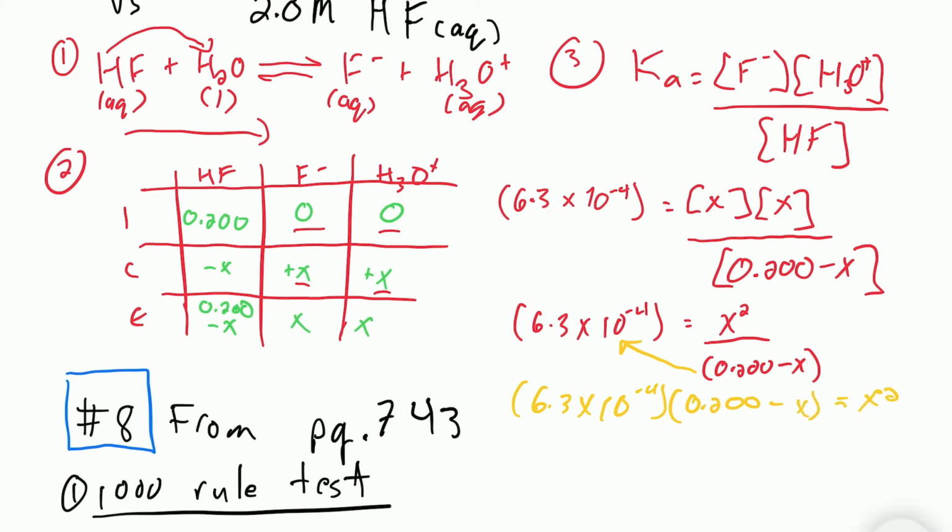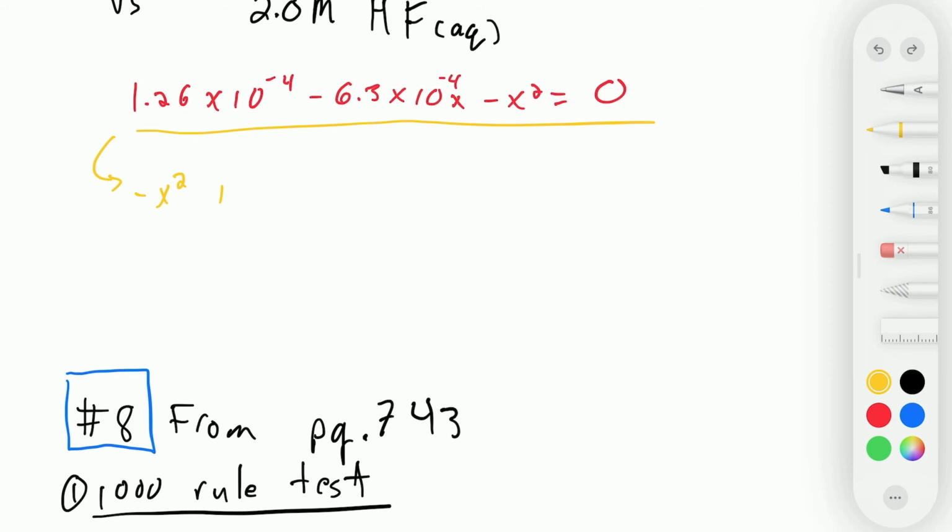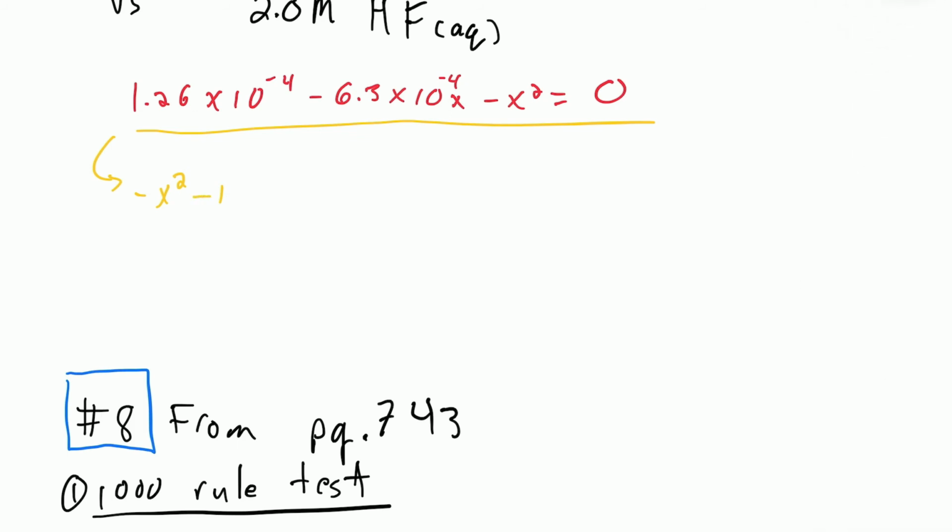And when we FOIL this completely and bring all of these to the other side, we end up with the following equation. And so we finally get our equation in standard form. If I rewrite this here, that would be negative x squared, minus 6.3 times 10 to the negative 4 x plus 1.26 times 10 to the negative 4 equals 0.